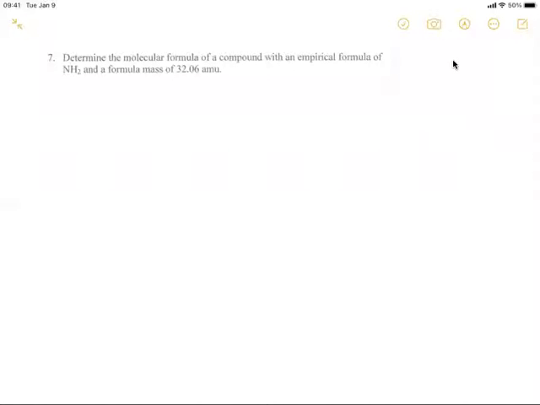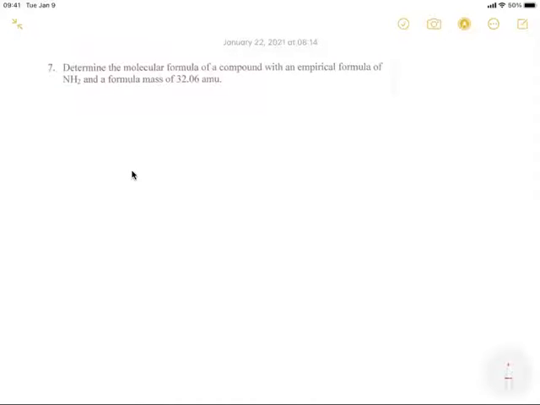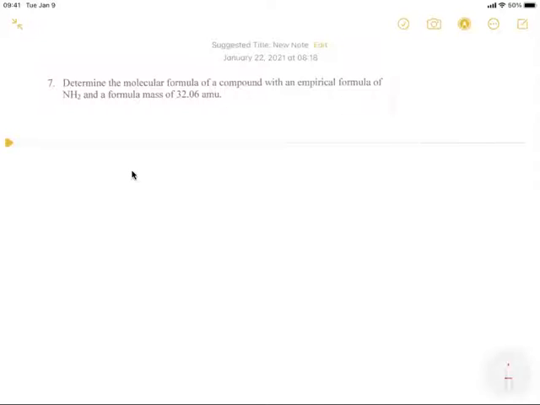This is a video describing how to calculate molecular formula. If you remember from last week, I described an empirical formula as the smallest whole number ratio between the elements in a compound. So here we have NH2. This is the empirical formula, which is given in the question.